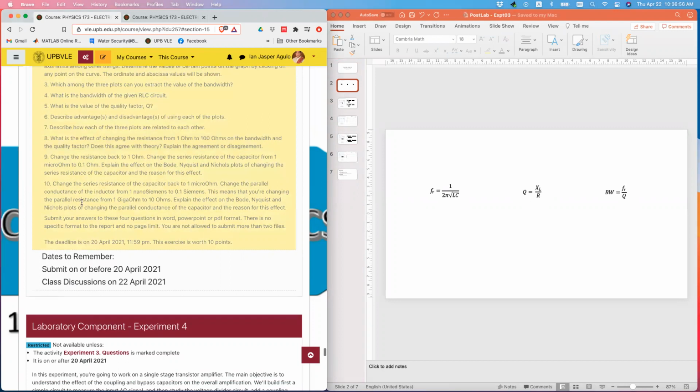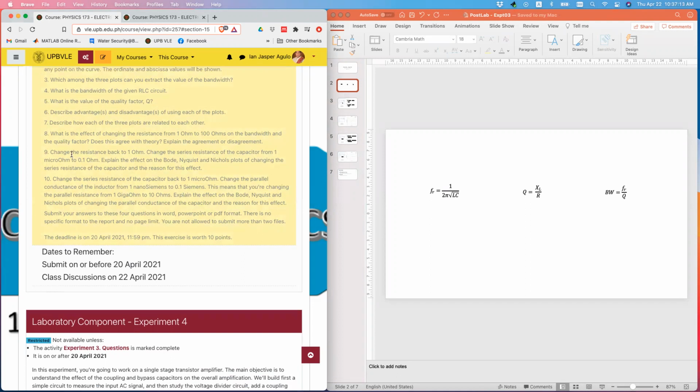And at least dun sa first group na na-checkan ko, yung sagot nila ay tama naman. Consistent yung lumabas na result na nakuha nila dun sa simulation with yung theoretical result. Okay, and then change the resistance, number 9, change the resistance back to 1 ohm, and then change the series resistance of the capacitor from 1 microohm to 0.1 ohm.